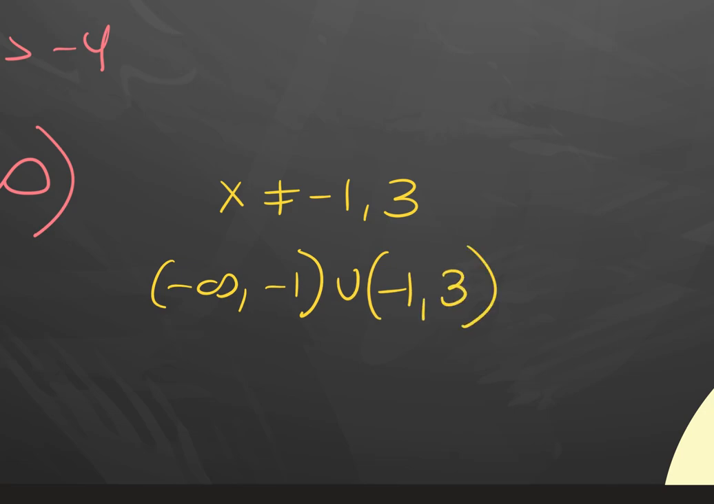So I keep that. But then 3 to positive infinity would be the last interval. So that's how you would write a not equal of two things. Put them in order, smaller to bigger, and then we would say it can't equal those. So negative infinity to the smaller one, union, -1 to 3, union, 3 to positive infinity.